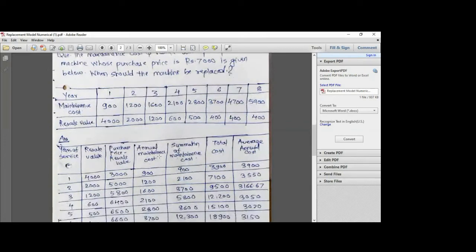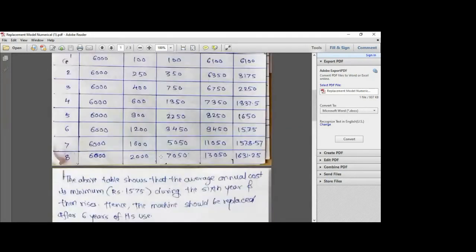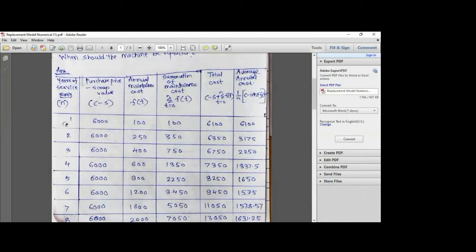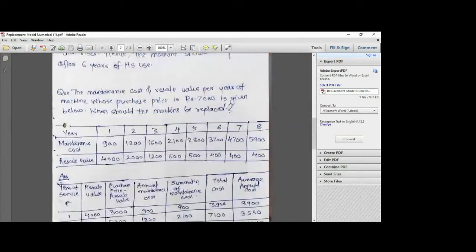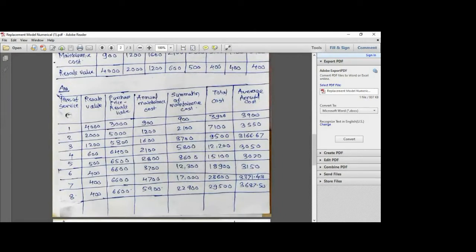Now, what is the difference from the previous numerical where we had been given the scrap value? We had used the formula purchase price minus scrap value. Here, instead of the scrap value, we are going to consider purchase price minus resale value. Other than that, all the procedures that we have done are going to remain the same, right?